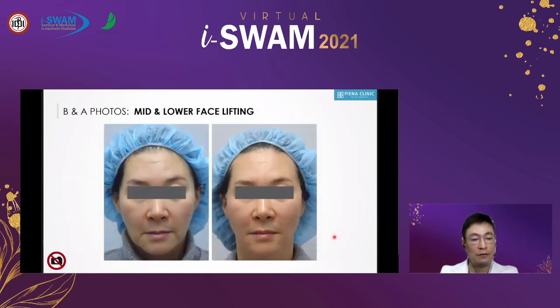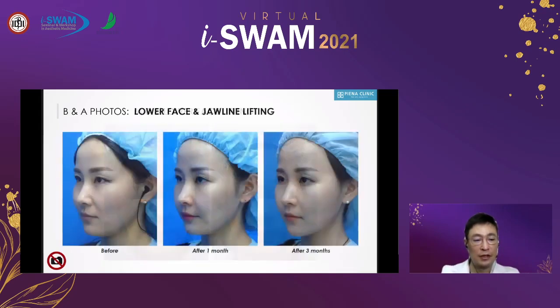Her mid and lower facial contour became more lifted and smoother after PDO thread insertion. She was in her late 20s, quite a young patient, but had a less defined jawline. So I put some PDO cork threads in this direction. After jawline lifting, she has a well-defined jawline with improved skin quality.